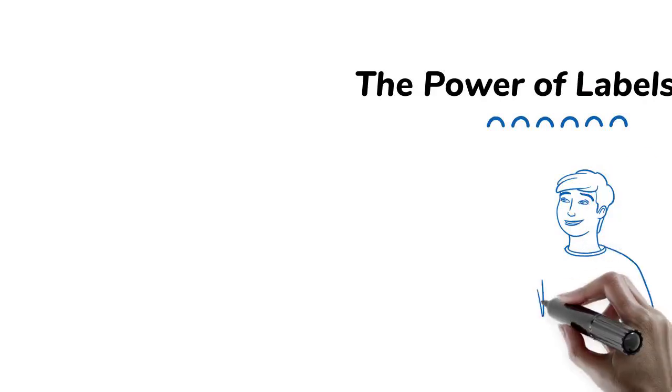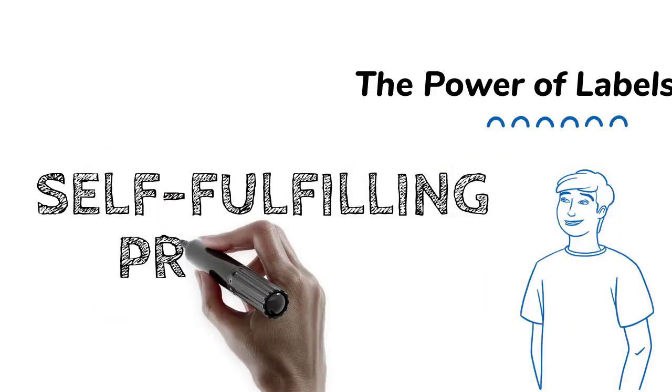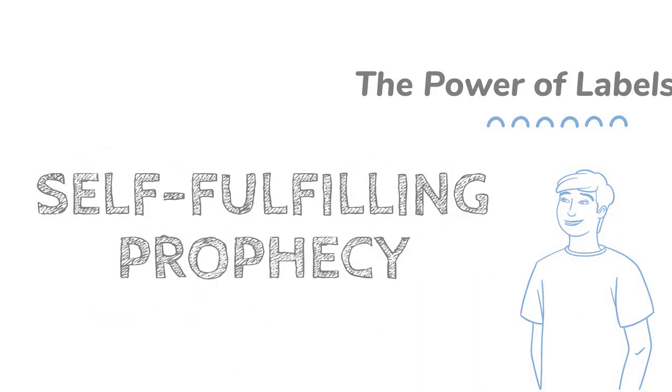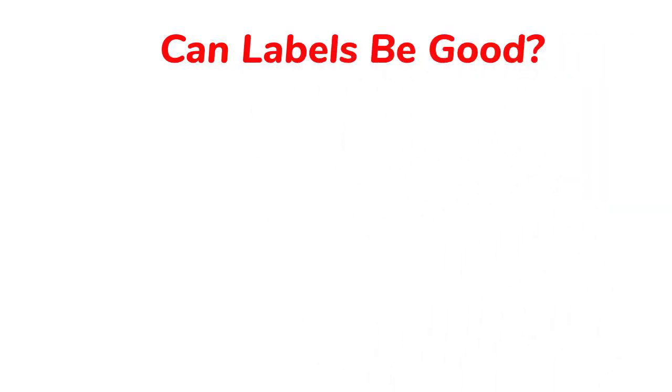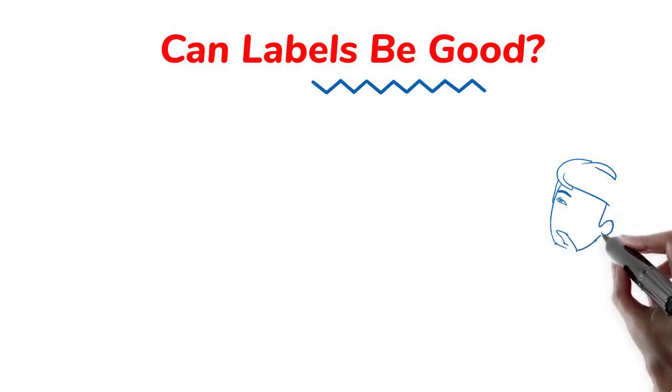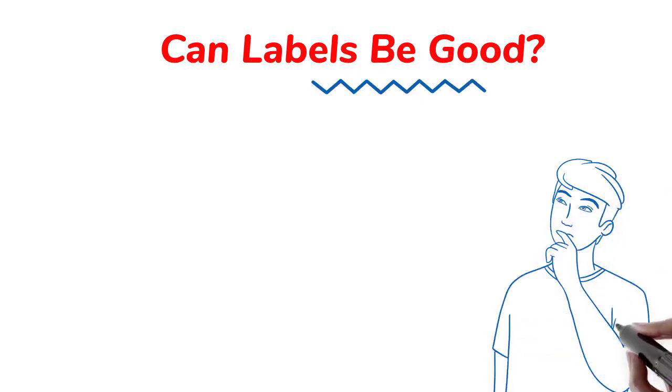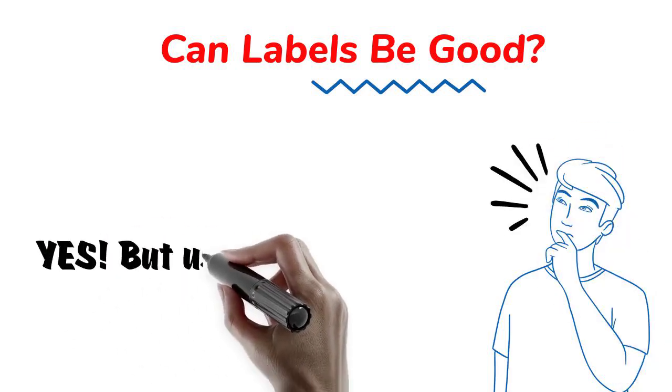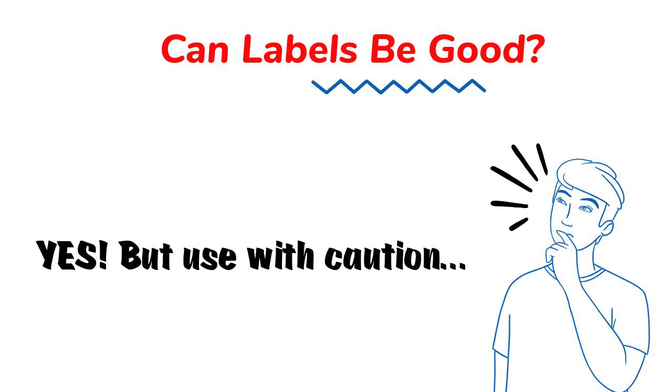Once a label sticks, people start to believe it and live it. This is called the self-fulfilling prophecy. Can labels be good? The answer is a big yes. Positive labels can also shape behavior. Being called a leader might actually make someone act like one. But sociologists warn us to be careful with all labels, because they carry such power.